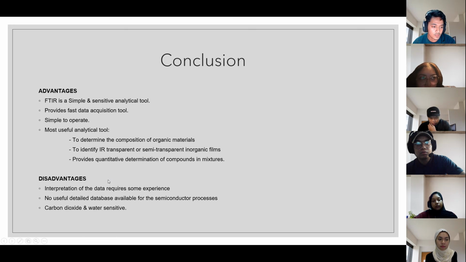For the disadvantages of the FTIR, number one, interpretation of the data requires some experience. Number two, no useful detailed database is available for the semiconductor processes. And the last one is that it is carbon dioxide and water sensitive.